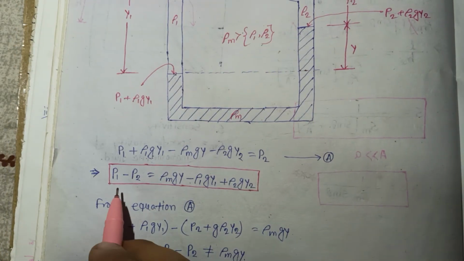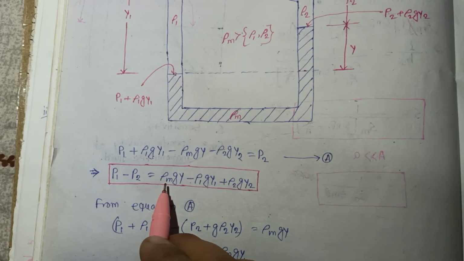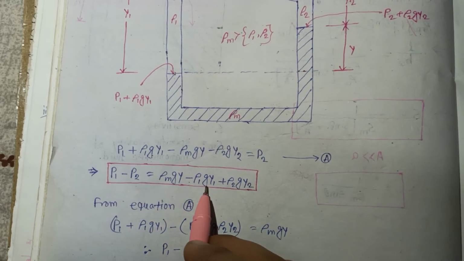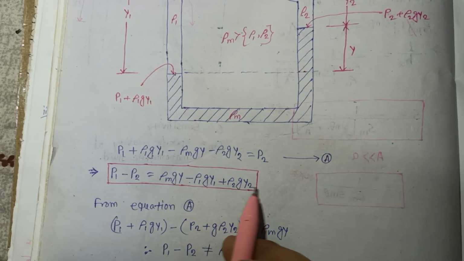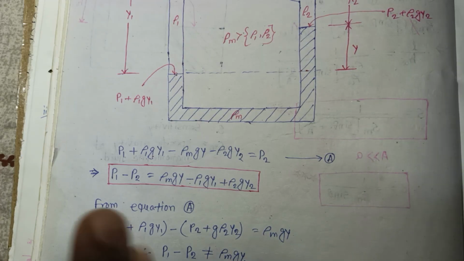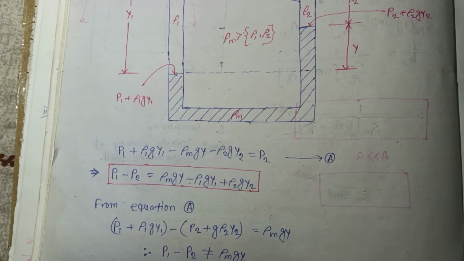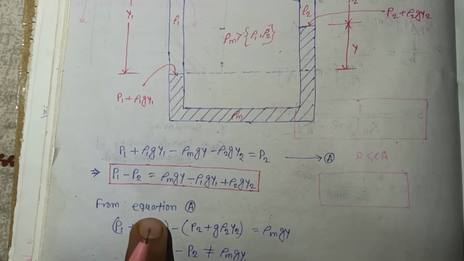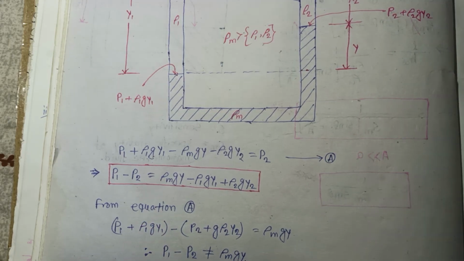From here you can get P1 minus P2, that is equal to rho m g y minus rho 1 g y1 plus rho 2 g y2. In that way we calculate the differential pressure with the help of the U-tube differential manometer.